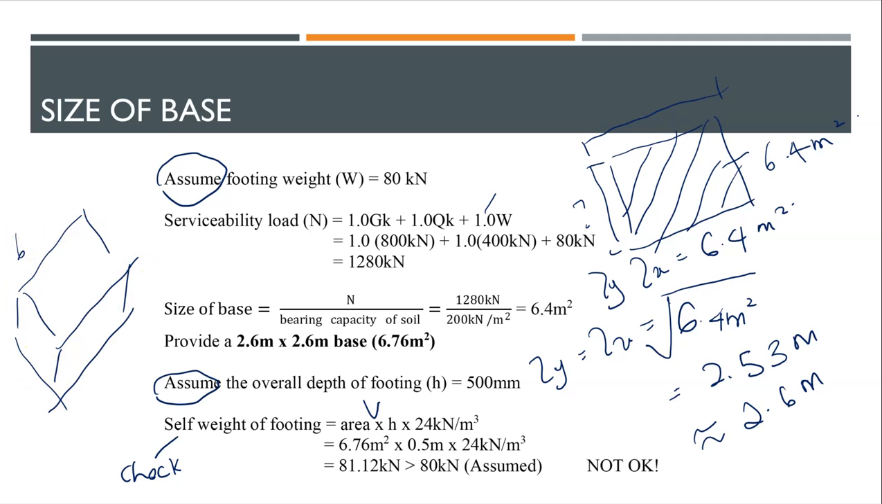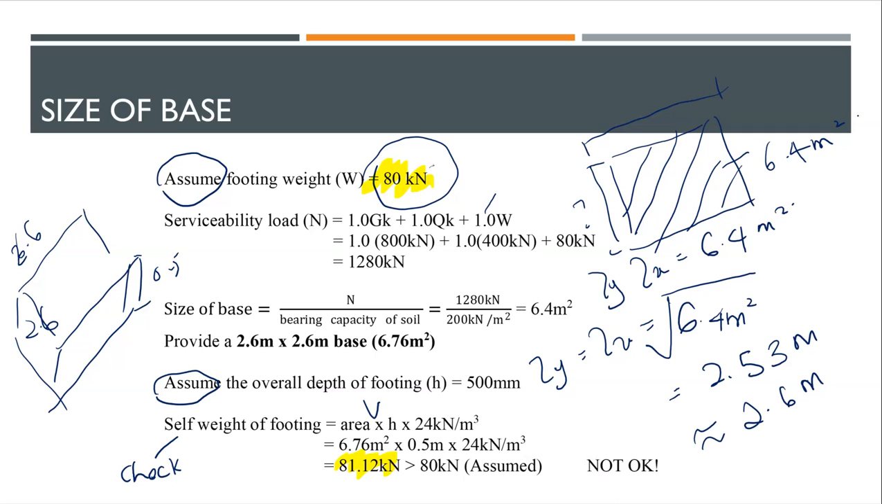Okay, this is 2.6 and the thickness is 0.5 meter based on your assumption. And you will get 81.12, which is bigger than what you assumed earlier. Sebab kat sini dia assume 80 kilonewton. Okay, here you assume it is 80 kilonewton, though you dapat 81. Okay, so it is not okay.